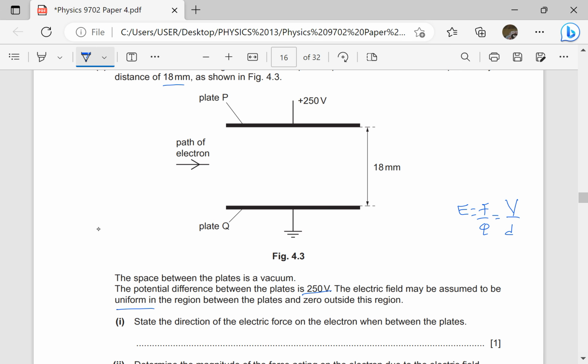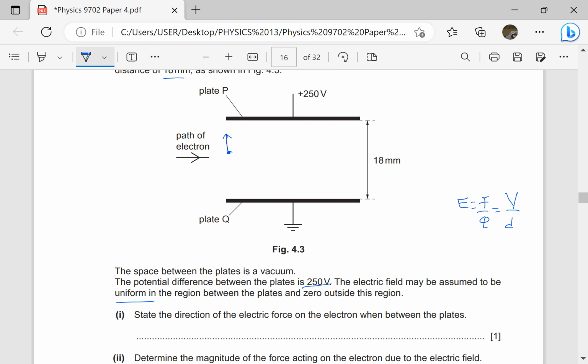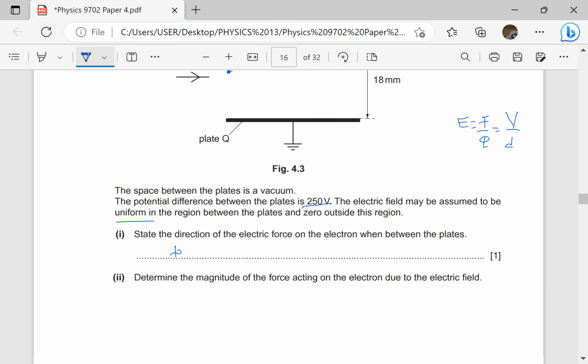So when a charge enters, it is an electron. When it enters, it experiences a force in the vertical direction upwards. And the force is constant and it is always vertically upwards. State the direction of the electric force on the electron. So I have just shown you here that the electric force is going to be vertically towards high potential. So I'll say towards plate P. Is it P? Yes, towards plate P, or you can say upwards. It is towards the top of the page.